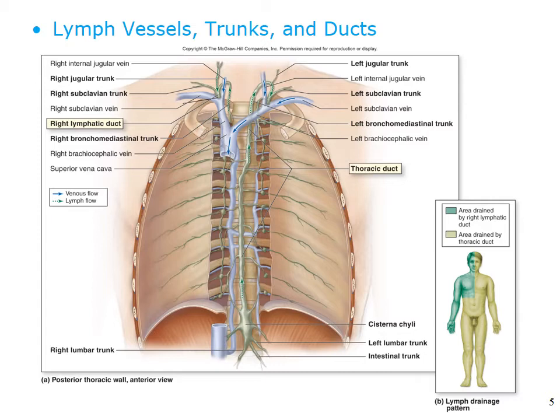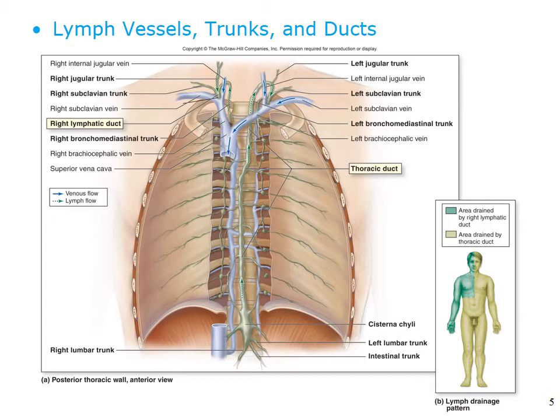Now, looking at the diagram we see here on the right, all of the fluid that comes from the right arm, chest, shoulder, and right side of the head is drained by a duct that's referred to as the right lymphatic duct. And that's what we're seeing here. So lymph is coming from the head, the arms, and from that chest region through this right lymphatic duct.